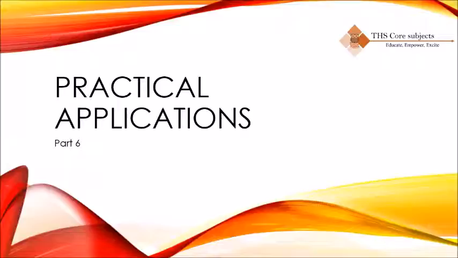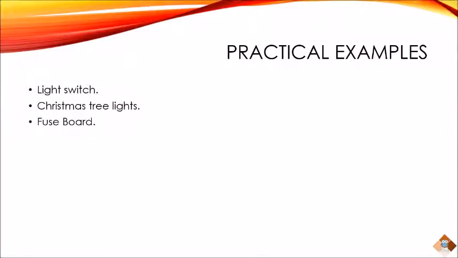Part 6. Practical applications. We have three main examples of where circuits are used. The mains are sending electricity in a series circuit around your house, which powers your lights, your plug sockets, your telly, your fridge. Also, in your house there will be a circuit board that contains fuses that can stop damage to electrical components in your house, such as your mobile phone. Also, circuits are used in Christmas tree lights.